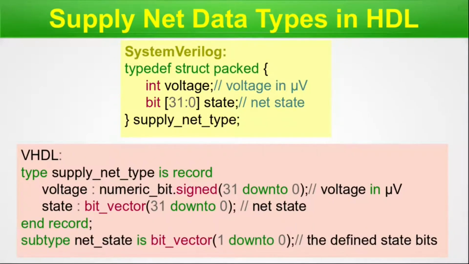Then subtype is net state is bit vector 1 down to 0. The defined state bits. These are the supply net data types in HDL. So these are used coherently with the UPF. Okay, so we are done with this particular slide. So let's move on. Supply net in UPF.